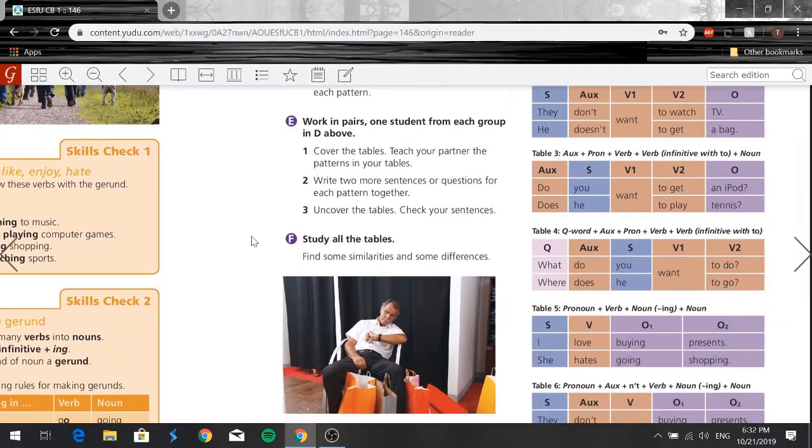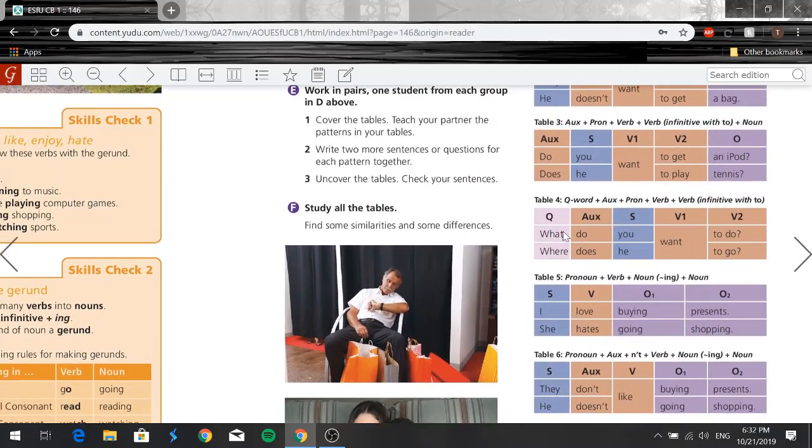Here we have table 4. Now these are in the form of question words. Pretty sure you guys know question words. So what, where, how, when, right? You get the idea, etc. So what do you want to do? Right? And where does he want to go? Now you can add as many question words and just make your own questions. It doesn't matter, okay? As long as you follow the rules of the table, you should be fine, okay?